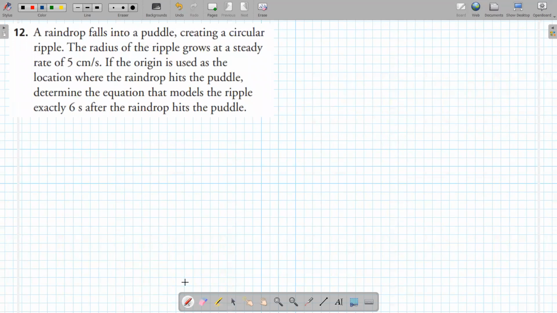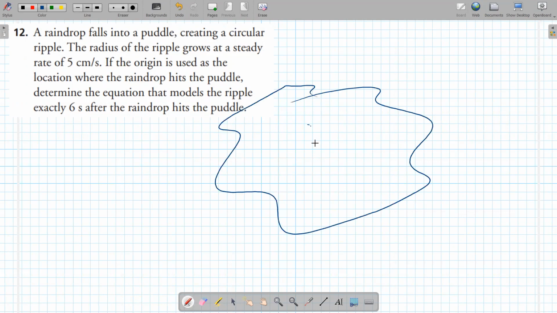A raindrop falls into a puddle and the radius grows by 5 centimeters per second. So this is your pond right now, initially. Again, this one can be any shape. The drop falls, and it creates a circle with a radius like that. Every second, initially the radius is 5. In the first second, it's 5. In the second second, it's going to be 10. In the third second, it's going to be 15.